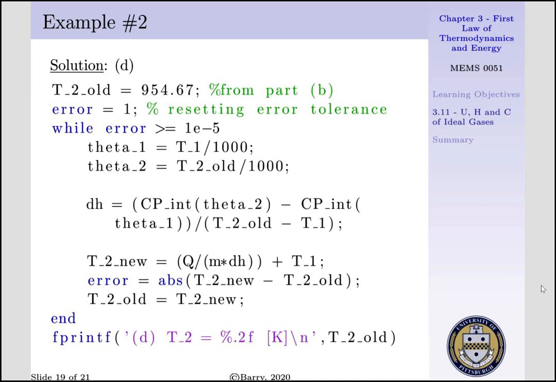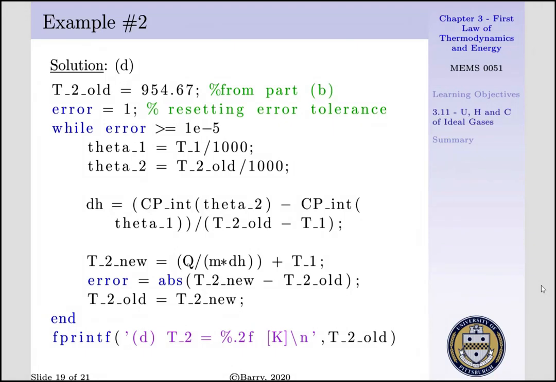Now, we're going to guess our initial temperature. We're going to find T2 old as 954.67, and we took this from part B. Once again, we define our error, and we'll construct a while loop. While our error is greater than 1e-5, we have the following. Theta 1 is equal to T1 per 1000. Theta 2 is equal to T2 old per 1000.